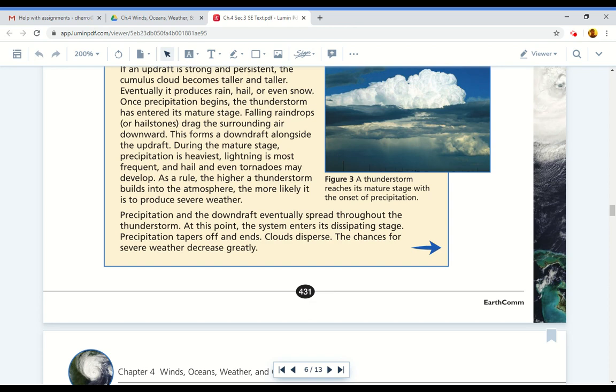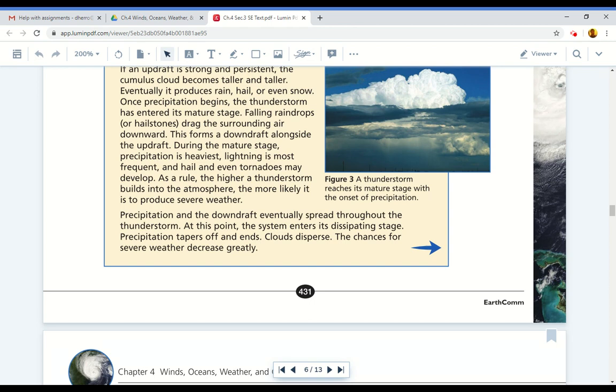Falling raindrops or hailstones drag the surrounding air downward. This forms a downdraft alongside the updraft. During the mature stage, precipitation is heaviest, lightning is most frequent, and hail and even tornadoes may develop. As a rule, the higher a thunderstorm builds into the atmosphere, the more likely it is to produce severe weather.